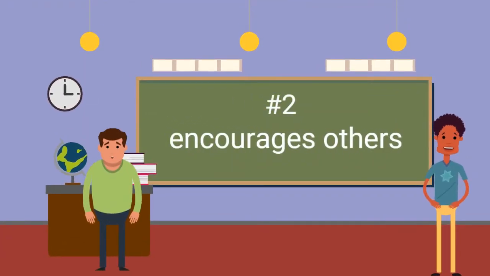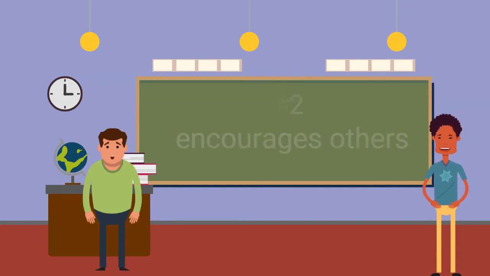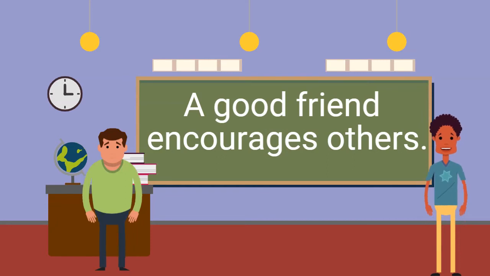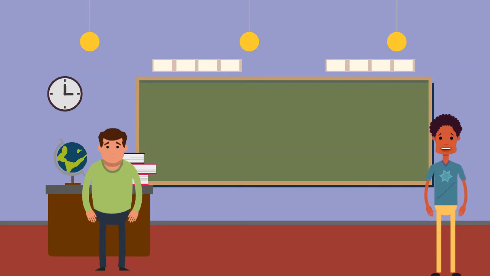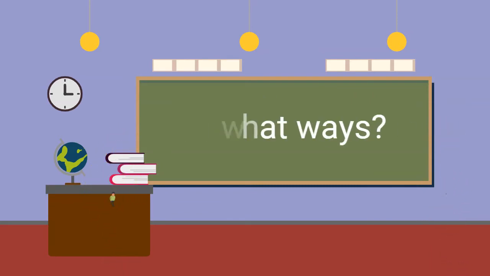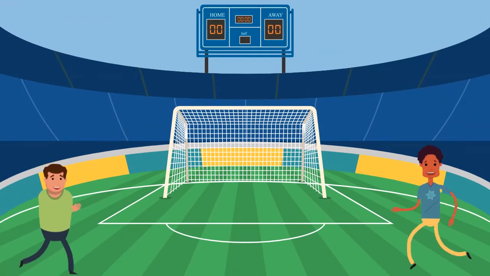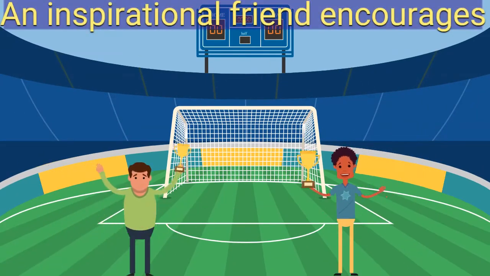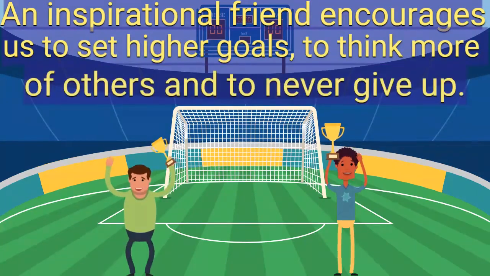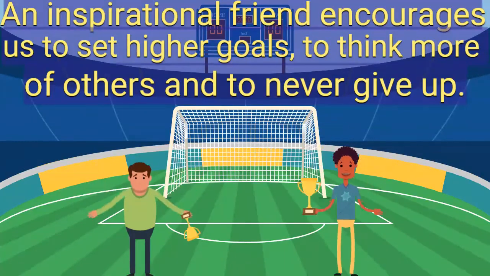In our thesis statement, our second quality of a good friend was encourages others. If we just write, "A good friend encourages others," that's not very specific, nor very interesting. The writer also has to think about in what ways a good friend encourages others. It would be better to write something like, "An inspirational friend encourages us to set higher goals, to think more of others, and to never give up."